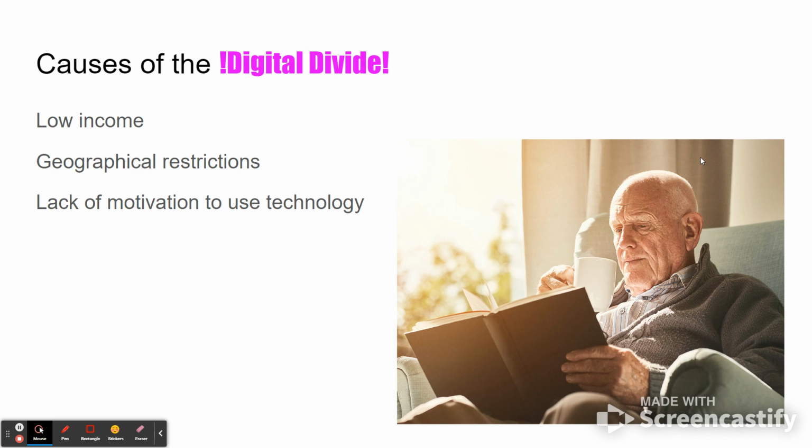Examples of geographical restrictions would be Native Americans who live on tribal lands, where internet service providers just haven't expanded into their regions with cell towers or fiber optic cables. And finally, lack of motivation to use technology means it's basically old people, such as this guy over here, who would rather read a good book and aren't very technologically literate.